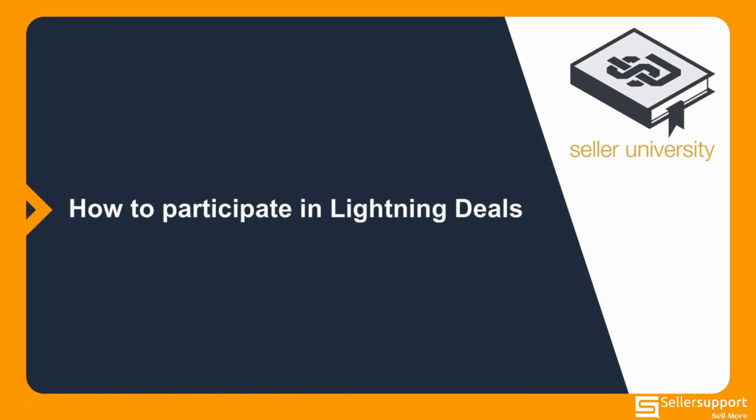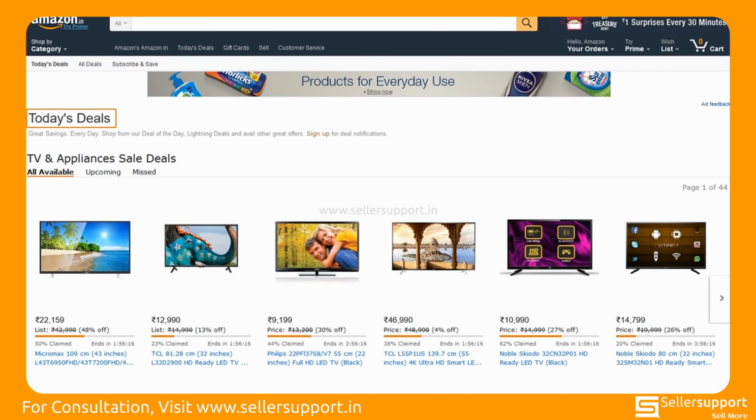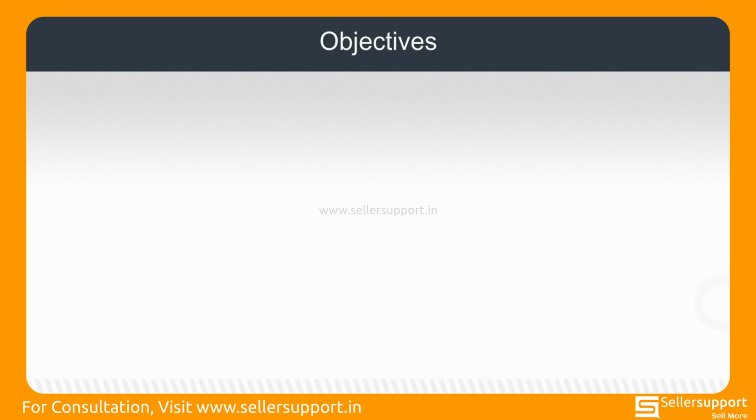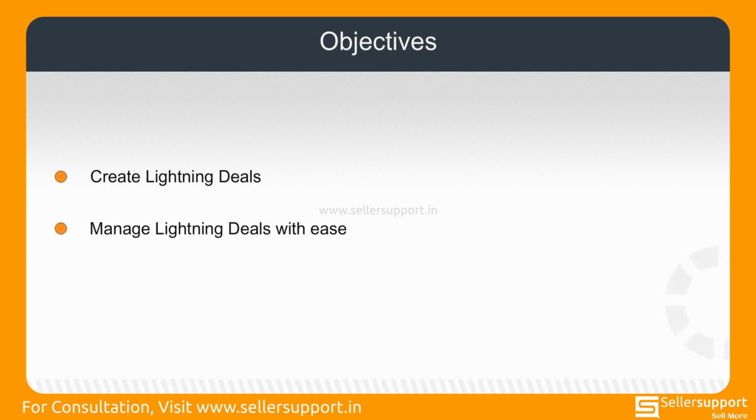Welcome to the module How to Participate in Lightning Deals. A lightning deal is a time-bound promotional offer in which an item is featured for certain hours on the Amazon Deals page. By the end of the module, you will be able to create lightning deals and manage lightning deals with ease.